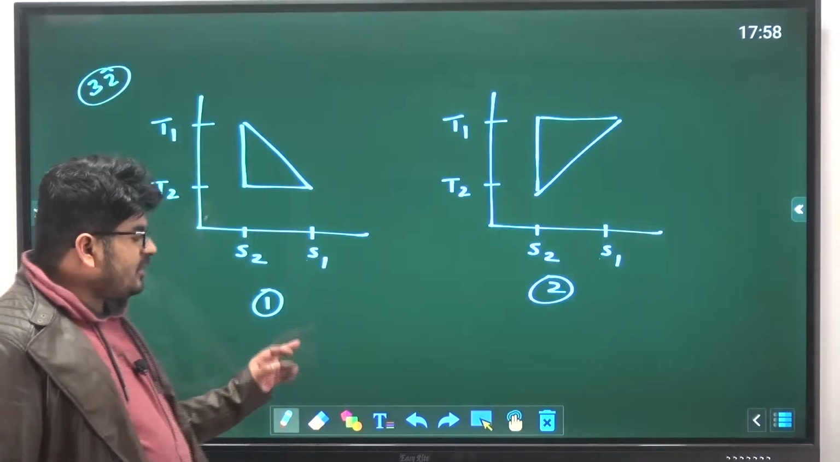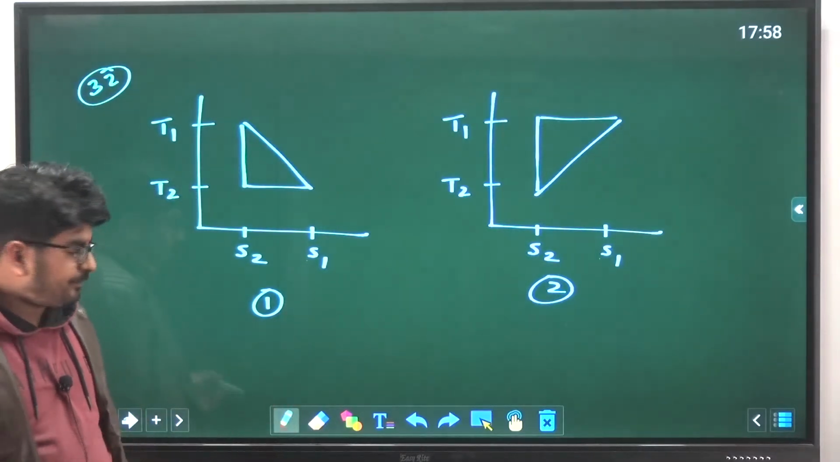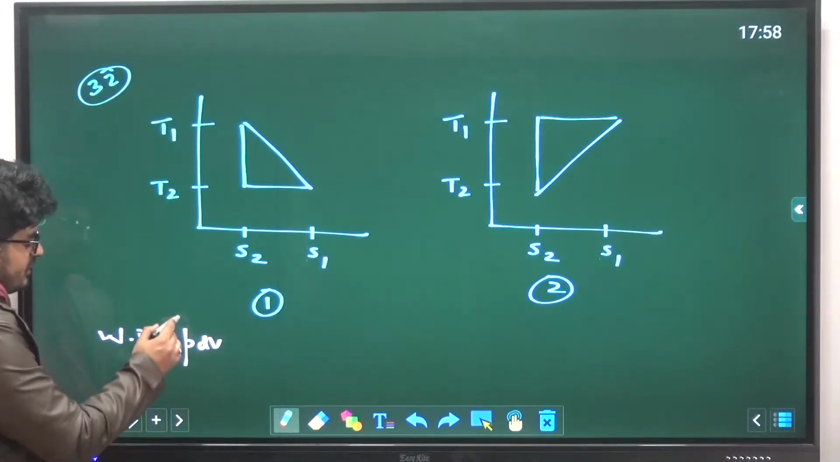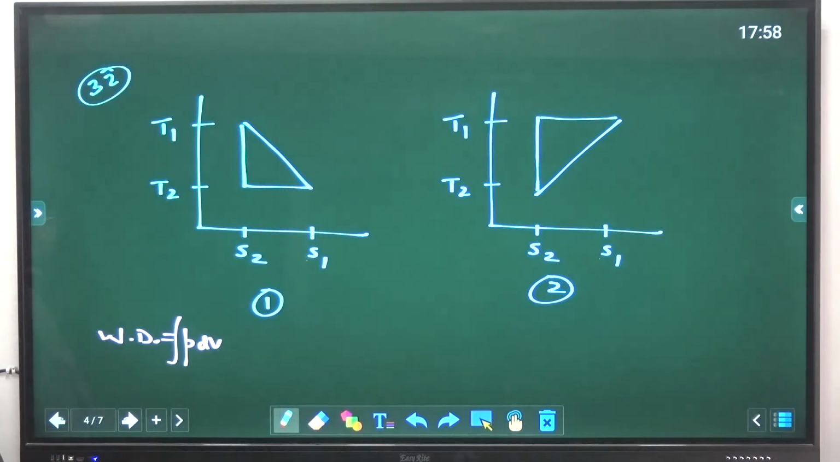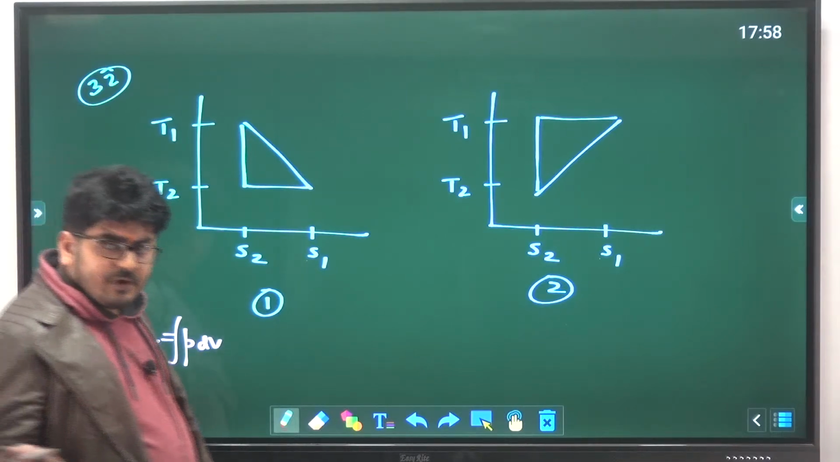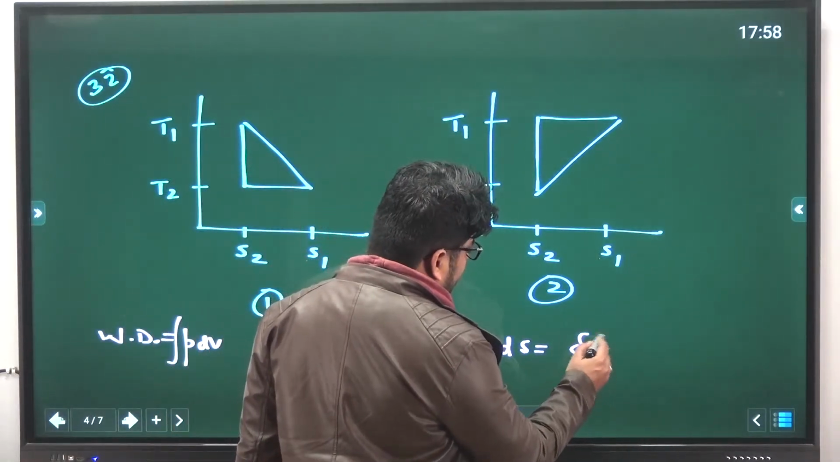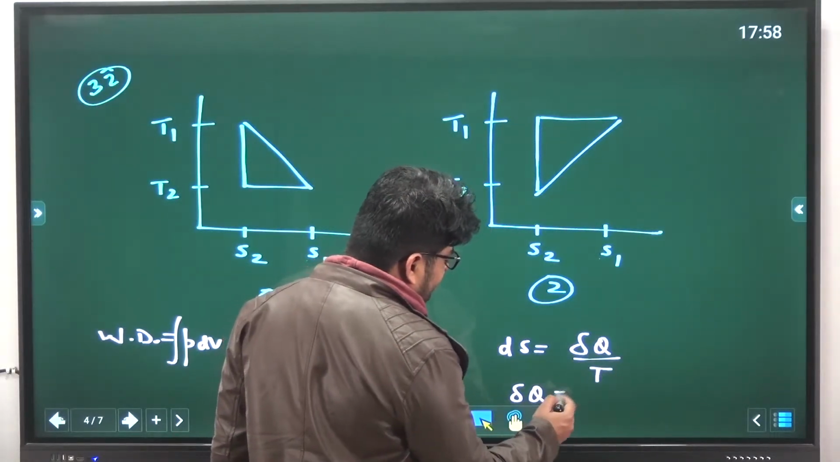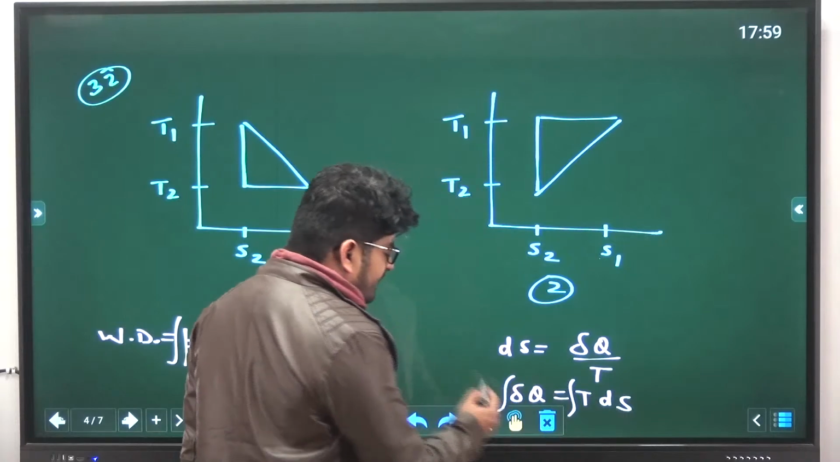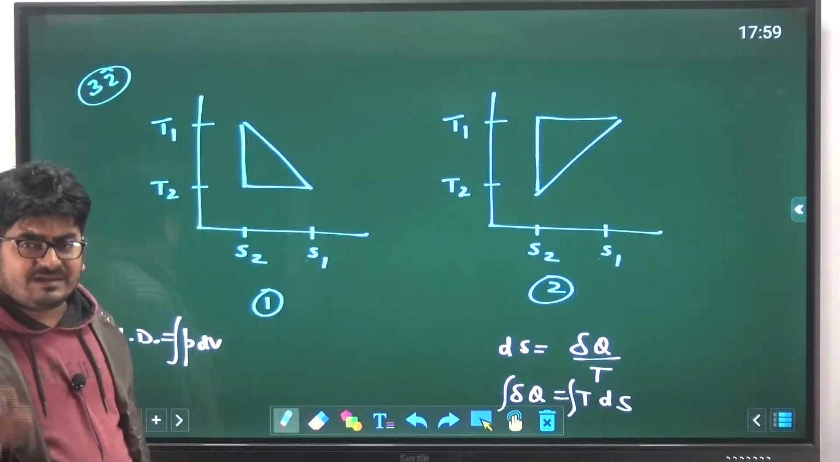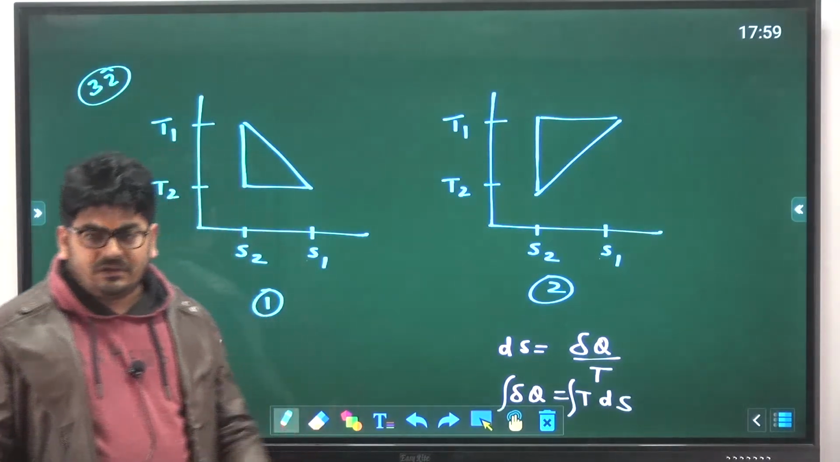I hope all of you understand that, like the PV diagram, for a closed system work done is PdV. So the integral of PdV means total work done. In the PV diagram, the area under the curve represents the work done for a closed system. Similarly, for reversible processes, I hope you know that dS is equal to delta q by T. So here you can see delta q will be equal to TdS. If you integrate this, you will get total heat transfer. That means the area under the curve in the TS diagram will give you heat transfer.